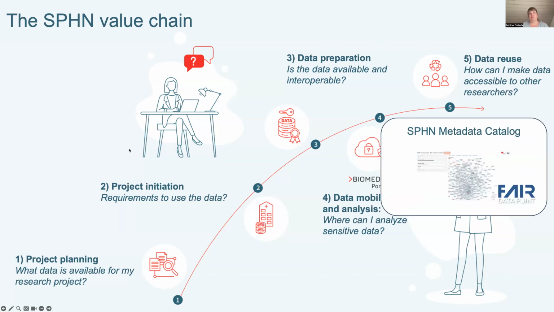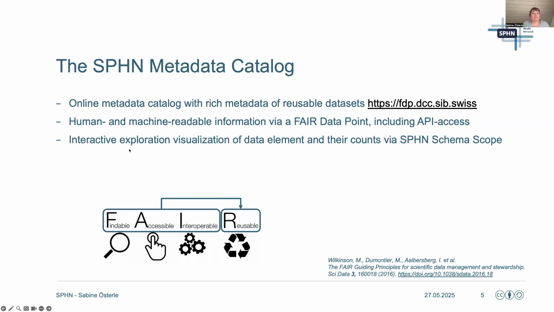So what is the aim of the SPHN Metadata Catalog? The SPHN Metadata Catalog is an online catalog which has rich metadata of datasets which are available for reuse. You can find it under this URL, fdp.dcc.zip.swiss. Please stay with me for a few more minutes before you actually try it out. Please follow the presentation to the end.